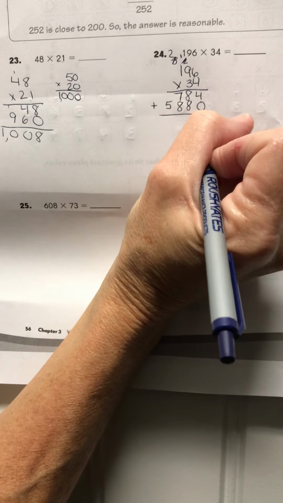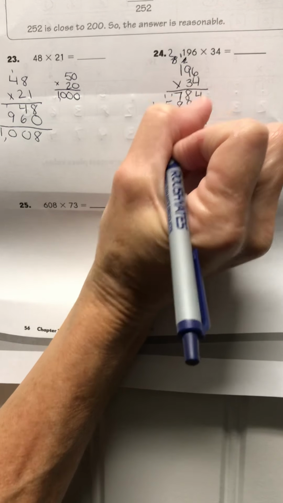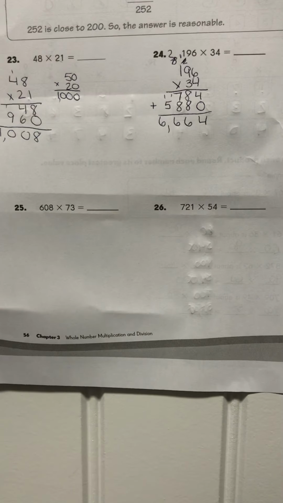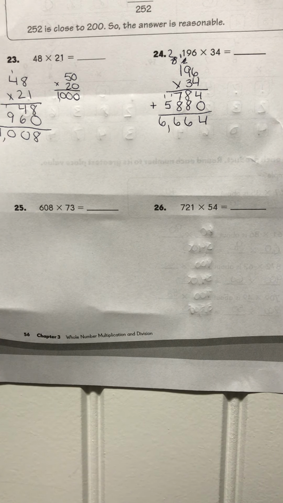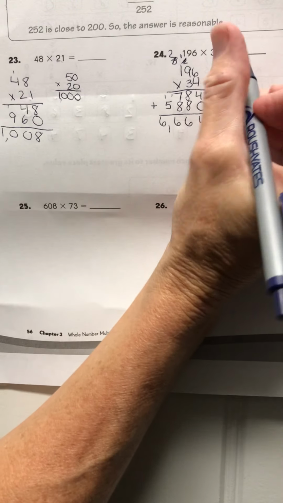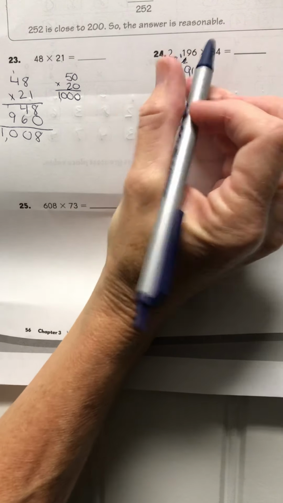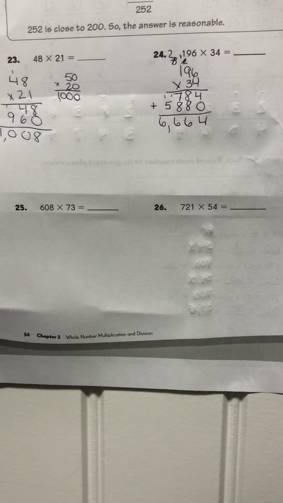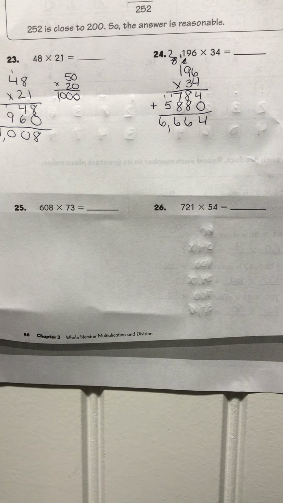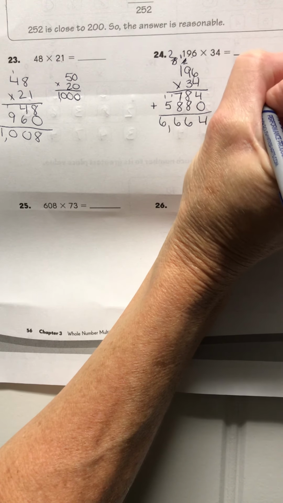Let's add these together. We got 16. That's 16 again. That's 6. Okay. Now let's check it and see if we're close, if our answer is reasonable. All right. We're going to round 196 to the greatest place value. The greatest place value is hundreds. So we're looking over here at the 9, and we see that 9 is 5 or more. So we're going to raise the score. We're going to raise the 1 to a 2.